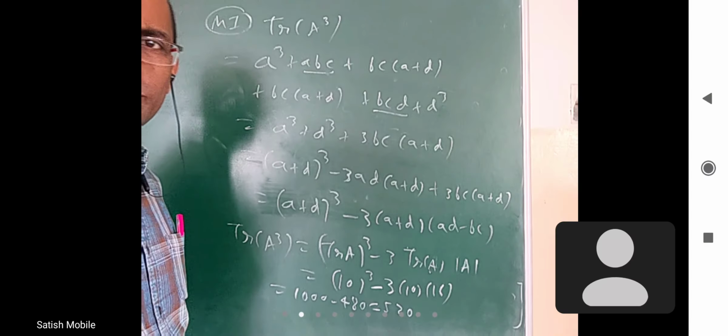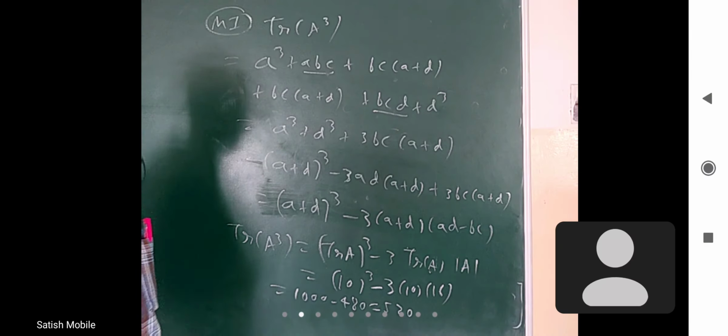Yes. If time is not there, I will write and send in the WhatsApp group. So the same statement, the trace of A cube is connected to the trace of the original matrix and determinant of the original matrix. We will try to prove it somewhere.